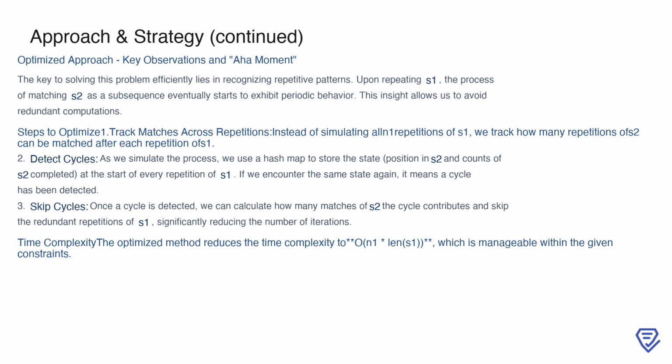Finally, once we've identified a cycle, we can skip redundant computations by calculating the contribution of the cycle in terms of matches for S2, and then jump ahead, skipping unnecessary repetitions of S1. This drastically reduces the number of iterations required. By leveraging periodicity, the optimized approach reduces the time complexity to O(N1 multiplied by the length of S1), which is far more manageable and efficient.